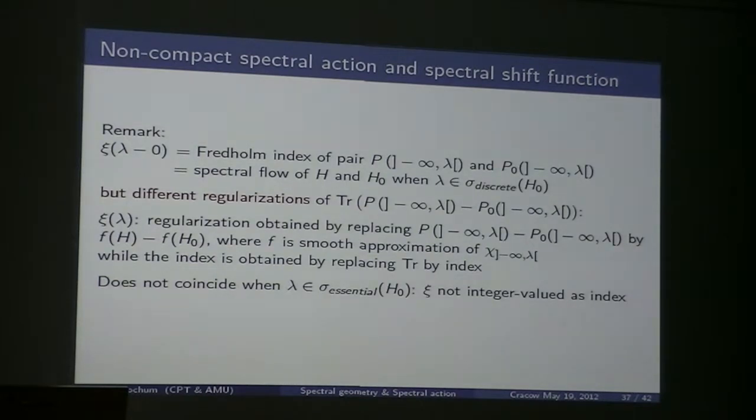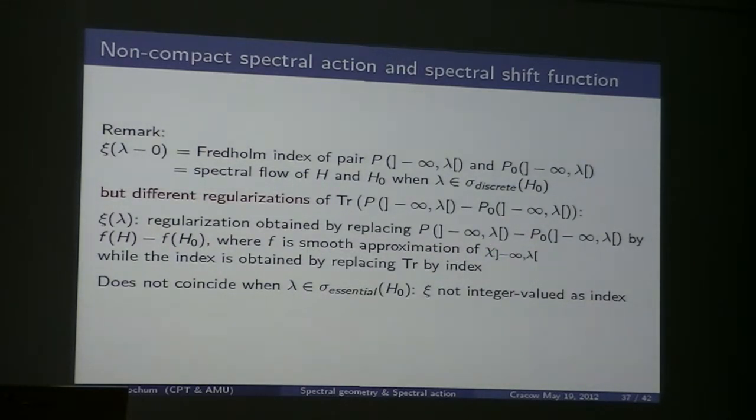Well, this is technical, but you can see that you have physics here, because the spectral flow is: you fix your energies, your lambda, and you see how the difference between your original object and your fluctuated object evolves for the eigenvalues when they cross precisely this value. So this is a different regularization than the trace of this difference of projections, because this regularization is obtained when you replace this difference by f of H minus f of H naught, when f is a smooth approximation of this.